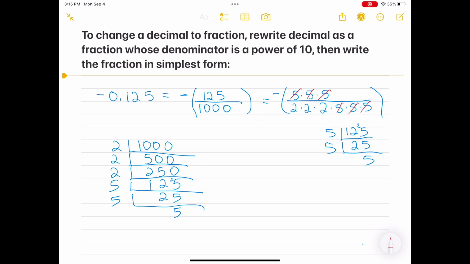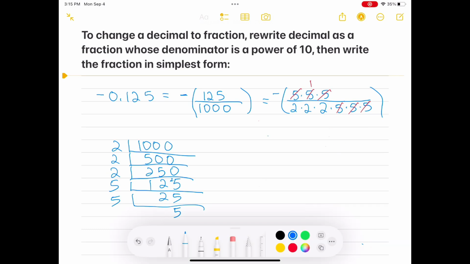So the 3 5's in the numerator cancel out with the 3 5's in the denominator, and what remains is a 1 in the numerator and 2 times 2 times 2, or 8, in the denominator. And if you notice, I've been keeping track scrupulously of the negative sign using the parentheses. So negative 125 thousandths simplifies to the fraction negative 1/8.